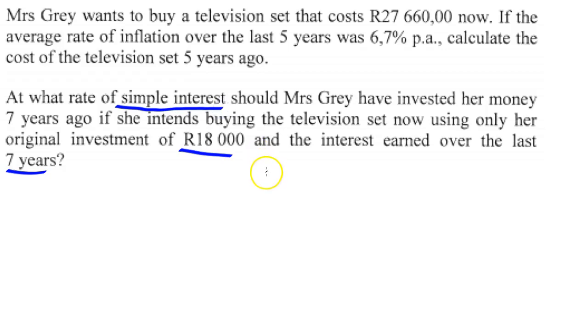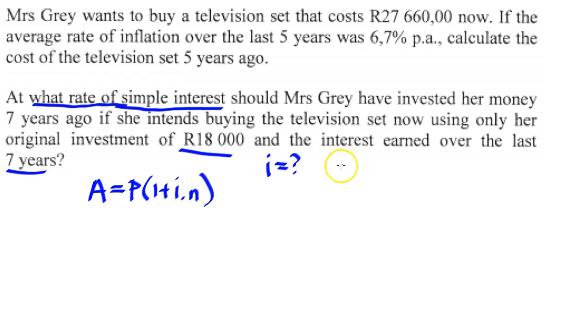As I told you in the previous questions, always identify a formula that you're going to use first. And the formula that you're going to use here is the simple interest formula, A equals P times (1 plus I times N). So it is clear that they want us to work out the interest rate. At what rate of simple interest? So they want us to find the value for I. So let us substitute the other values.